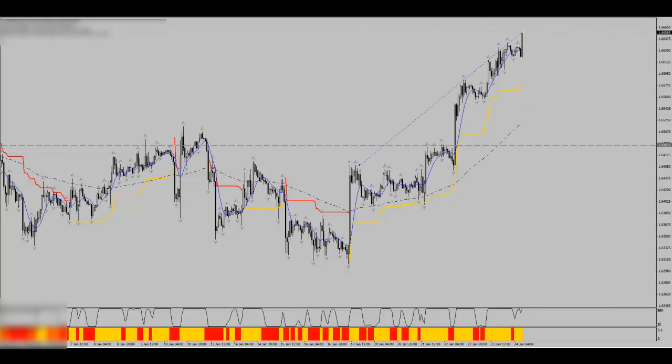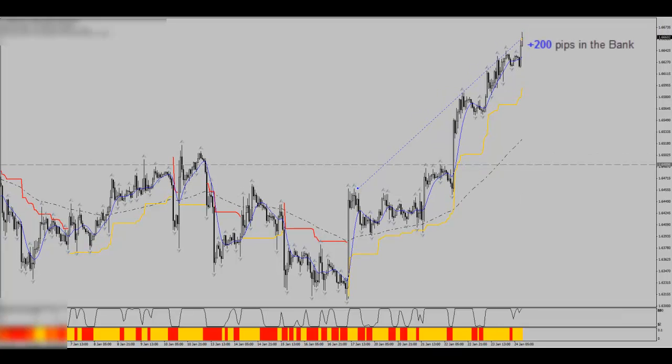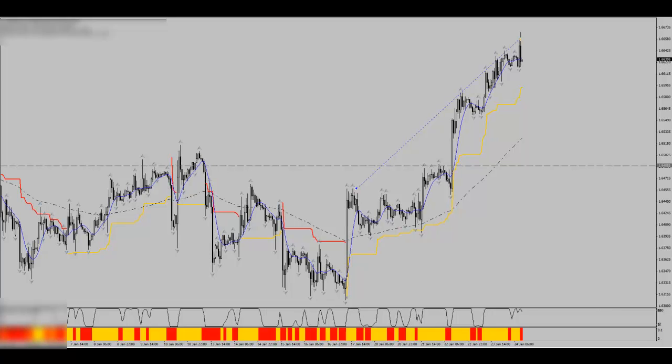Okay guys, so there's the first buy trade, which has hit target, plus 200 pips. Move on to the next trade now, which will give you an example of a sell, bearish opportunity.